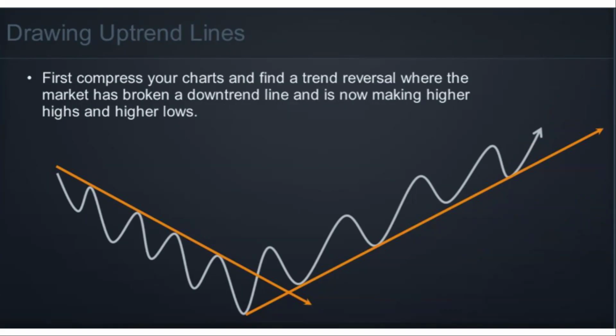Number one, you need to wait for the market to break the trend line. And when the market breaks the trend line, the market will create a higher low. From that higher low, you are now going to draw the uptrend line. Once the market creates a lower high, you draw a downtrend line. Once the market creates a higher low, you draw an uptrend line. So first compress your chart and find a trend reversal where the market has broken a downtrend line, and is now making higher highs and higher lows.